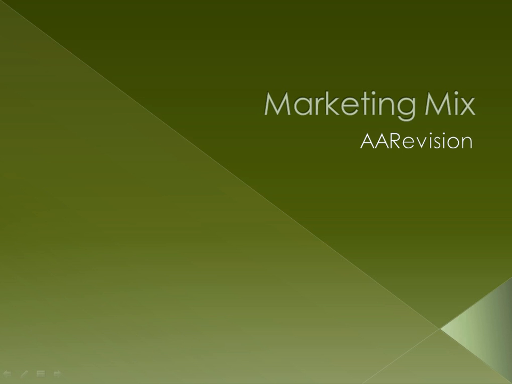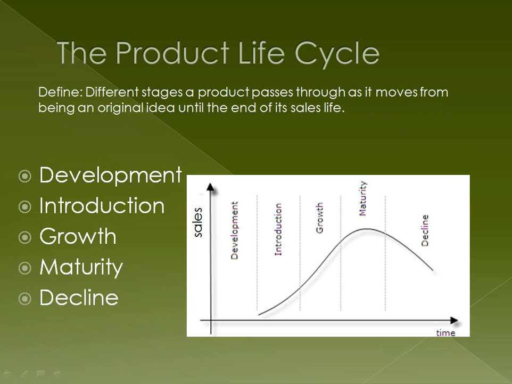Guys, welcome back to Unit 2, Section 2, Marketing Mix with AARevision. I briefly talked about the product life cycle in my previous chapter in Unit 2, which was mainly focused on market saturation, which is between maturity and decline. If you want to know more about market saturation, click on my previous video. I might just link it in the description box below, so check that out.